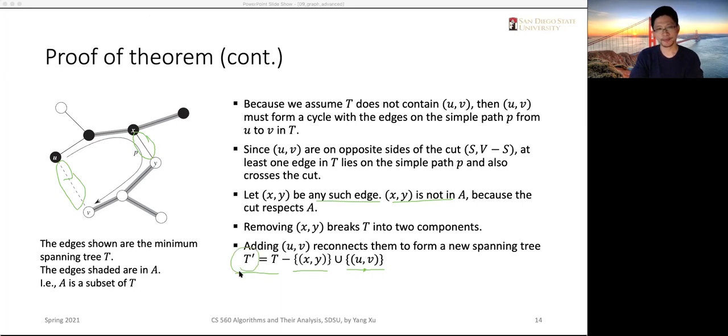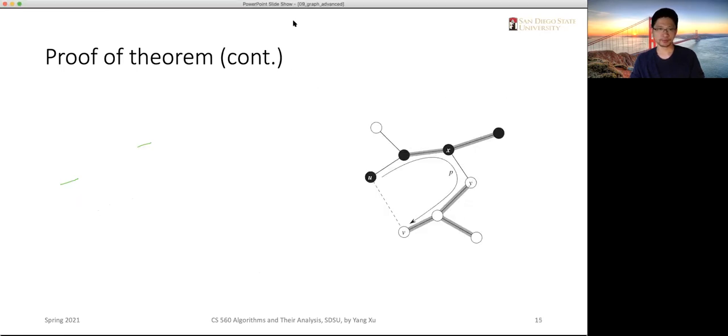So the next step is also clear, right? We just want to show that the tree T prime is also a minimum spanning tree, right? As long as we can show that, then we can say that the U and V is safe for the current subset A. Okay. So let's see if, by removing X and Y and adding a new edge from U to V, the result is still a minimum spanning tree.